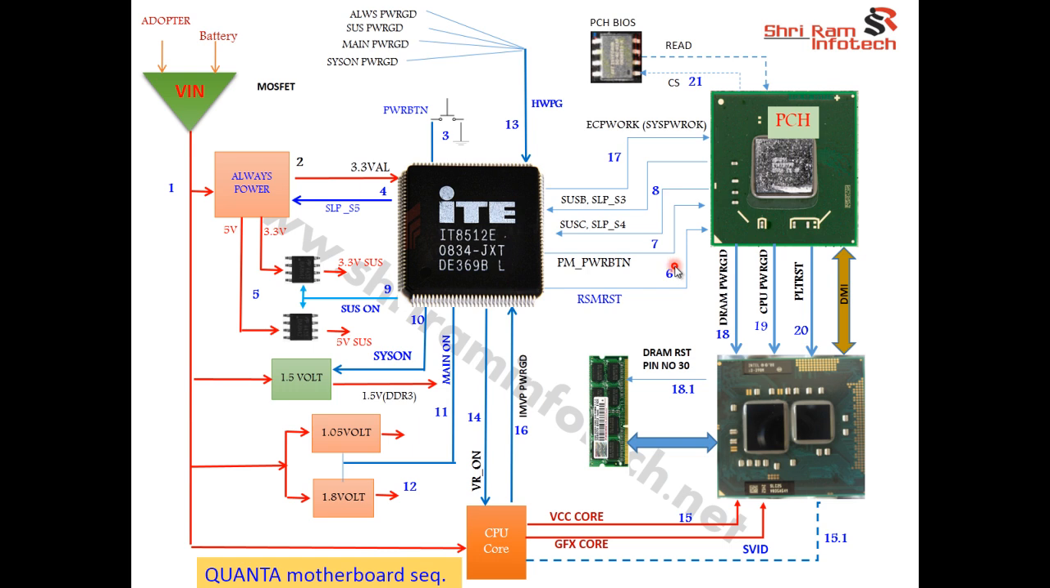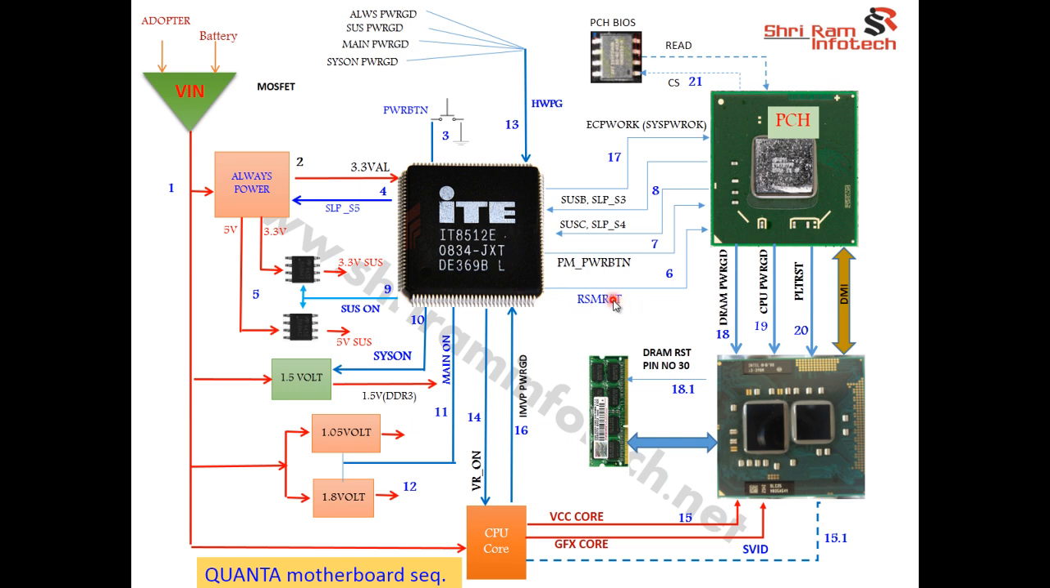So in a Quanta motherboard, if your motherboard is not powering on, suppose you press the power button and your laptop is not powering on, then you can straight away check this RSM RST signal. The RSM RST signal should be 3 volt. It should come out at 3 volt, and if this 3 volt is not coming out, that means your problem is probably your SIO, or maybe the EC bias, or SIO is not getting the power, or SIO is not generating the EC reset. These are the few problems you can see. So once you press the power button, the next signal you have to check is the RSM RST.